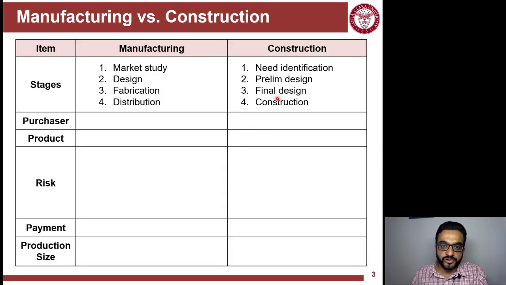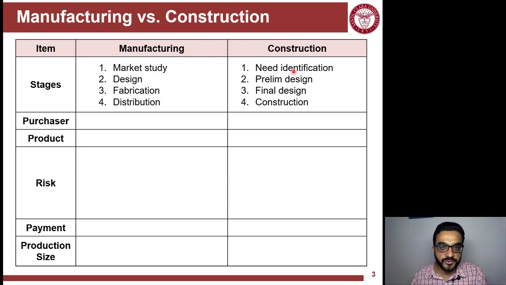If you compare construction to manufacturing, they share common principles of project management or business management, but they're different from different perspectives. From the stages of project or product development, in manufacturing, you study the market, you do prototyping and design, and then fabrication, then distribution. So if you think about a gadget that you buy from Amazon, when you buy it, it's just distribution. But before that, there are a lot of tasks done to have this product satisfying your needs.